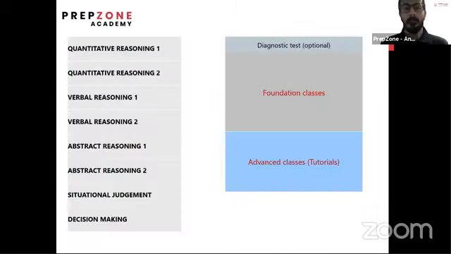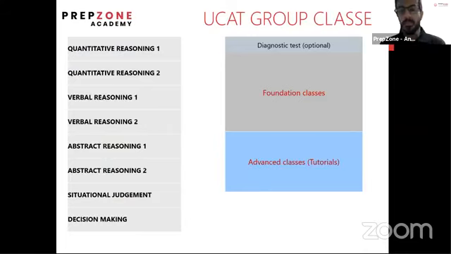And then UCAT, similar to ISAT, has 5 sections. We've divided them into 8 concept classes. You have an optional diagnostic test to do. I would suggest starting off with the diagnostic, then looking into what kind of course you would like to go for.